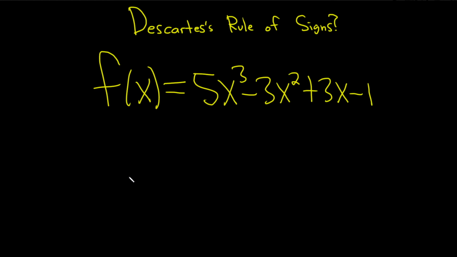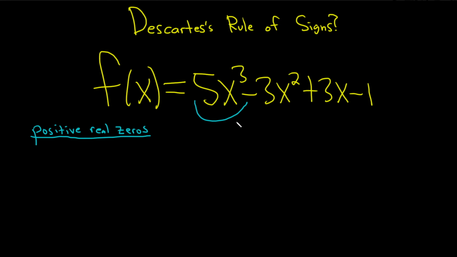Use Descartes' rule of signs to determine the possible number of positive and negative real zeros for the given function. So let's start by looking at the number of possible positive real zeros. To determine the number of possible positive real zeros, we look at f of x, and we count sign changes. So here it's positive and here it's negative.